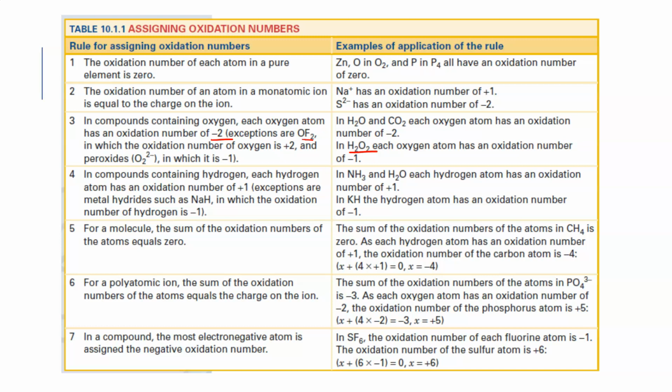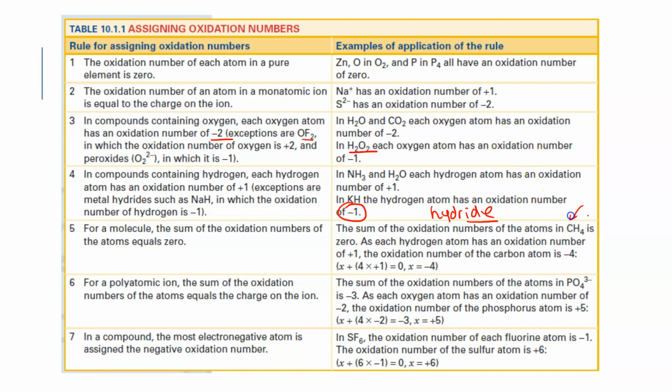Compounds containing hydrogen, hydrogen is always +1 unless attached to something that is more electropositive than it. So metal hydrides, the hydrogen is -1. And we can see that in the name because the hydride, it ends in IDE, so it's telling us that the hydrogen is acting as an anion in this case. For a molecule, we use basic algebra in order to determine the overall sum of the oxidation numbers and work out the one that is known.